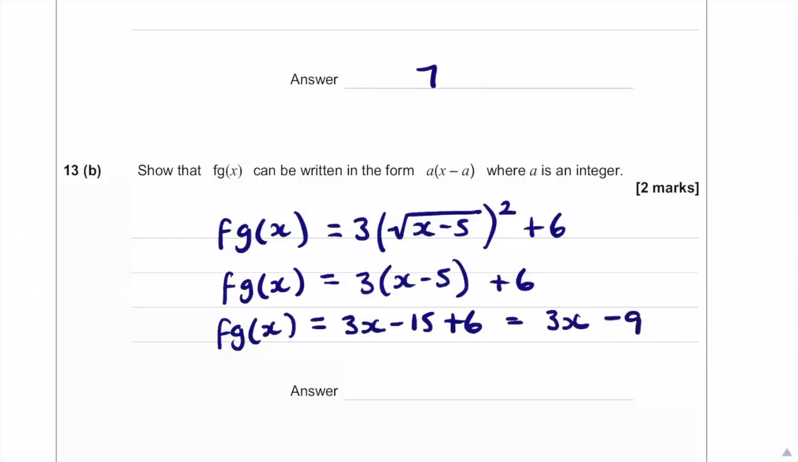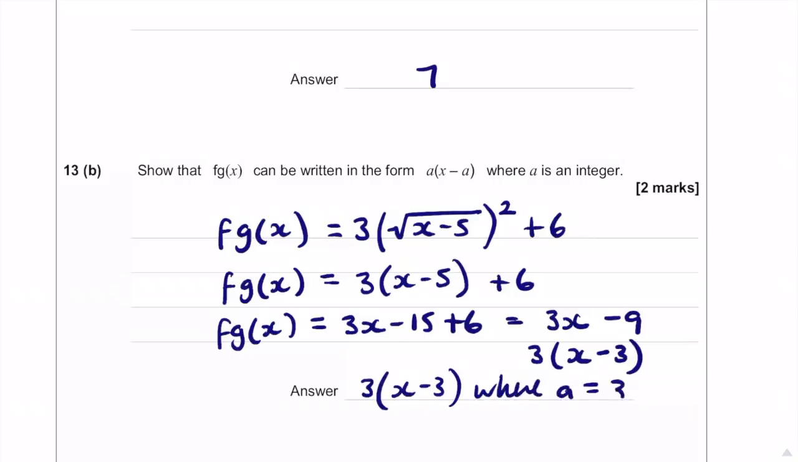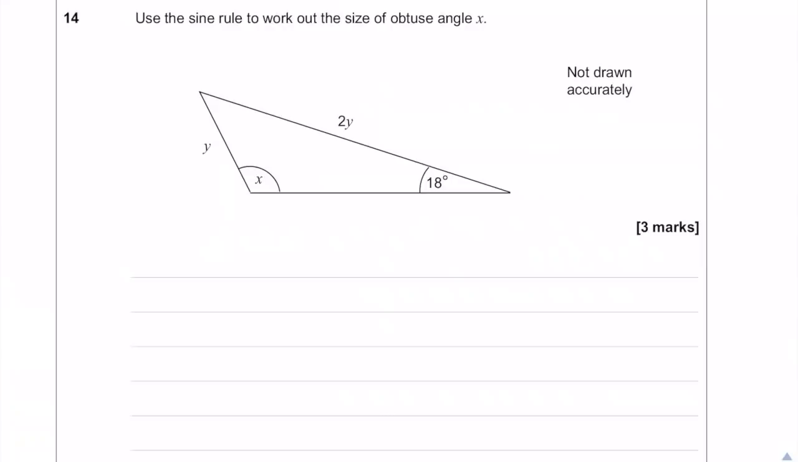Now we need to show that it can be written in the form a all multiplied by x minus a. So if you take out a factor of 3, it's 3 all multiplied by x minus 3. So we can say our answer is 3 all multiplied by x minus 3, where a equals 3. That's question 13.